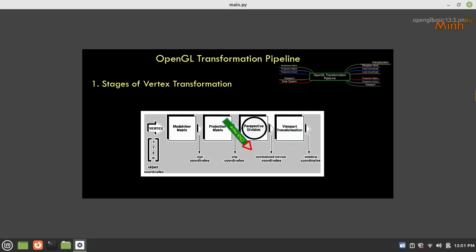So from the model kept at the origin with its own coordinates, to the transformation, to the projection box, to the perspective, and then finally to the viewport, whatever computation happens, finally we see the window coordinates. So this is typically the transformation pipeline, with various stages in the transformation.